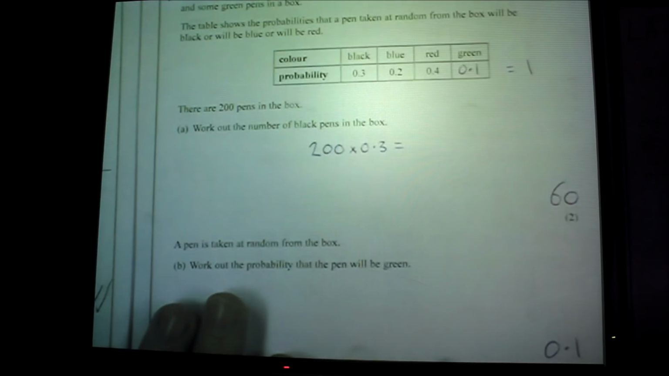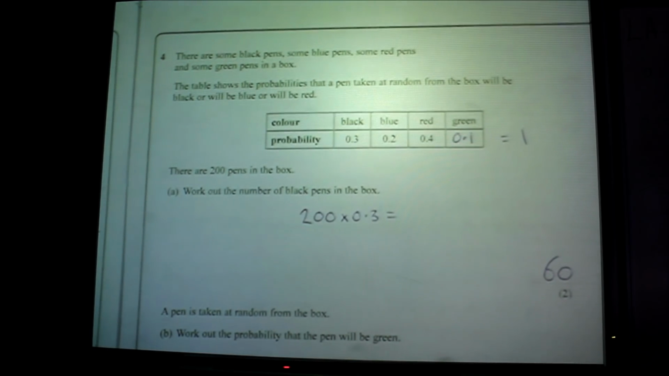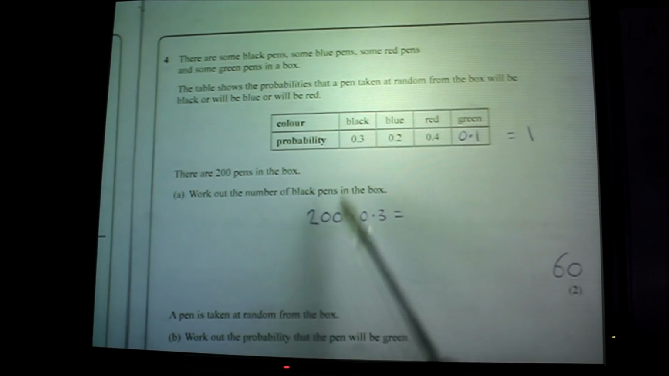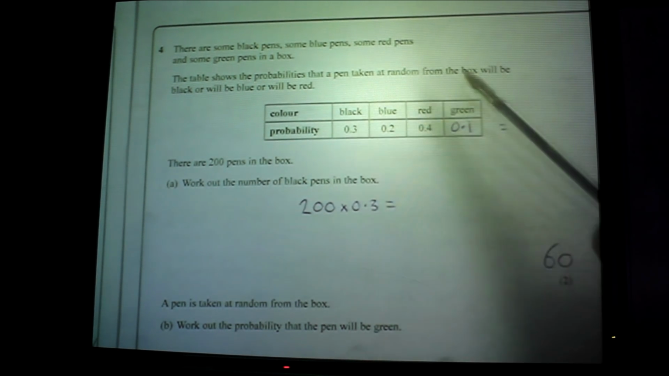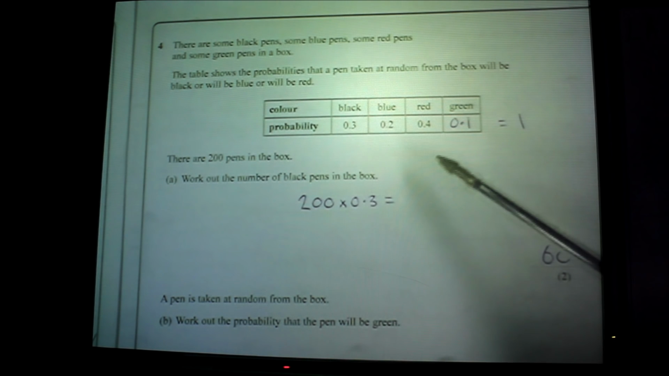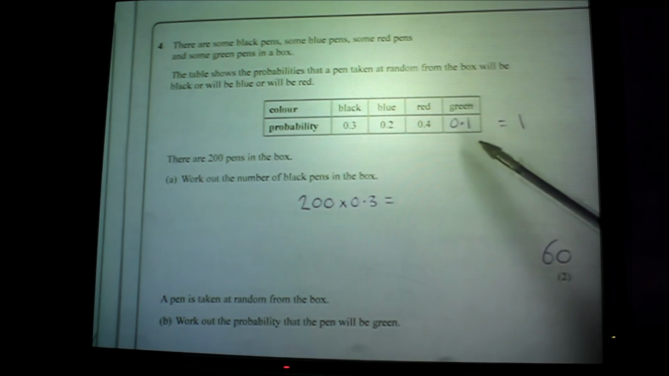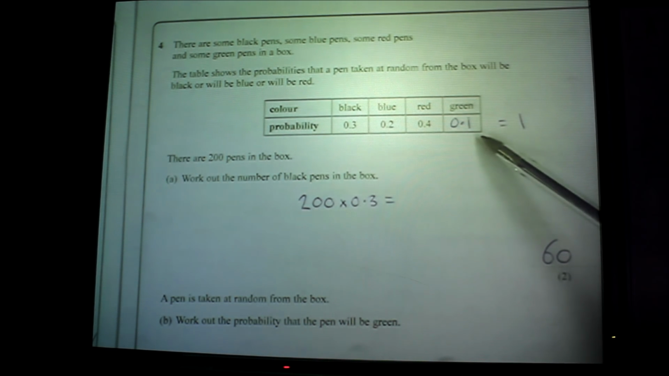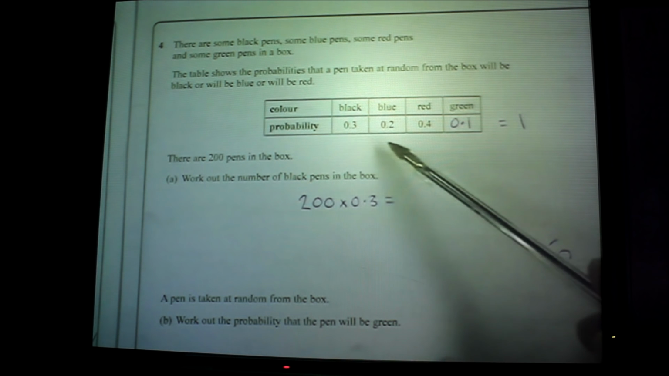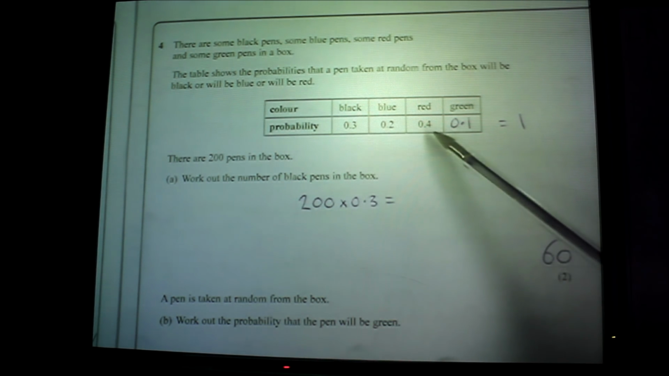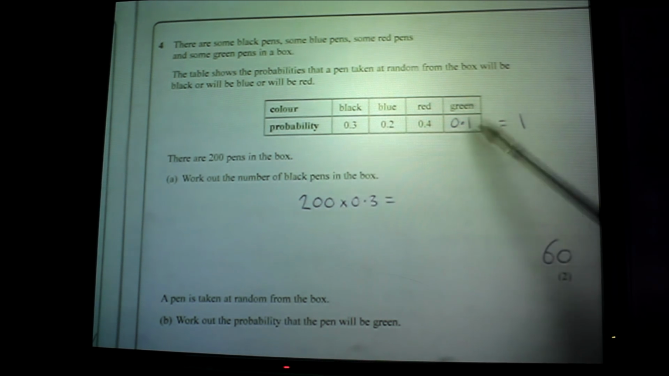Next page, there are some black pens, some blue pens and some red pens and some green pens in a box. The table shows the probabilities that a pen taken at random will be the colours. So there's your probabilities. Whenever this question comes up, I tell my students, just fill that in. You're going to be asked about it. So it's got to add up to 1. So that is 0.3. That's 0.5, 0.9. So it's 0.1. We'll use that in a minute.